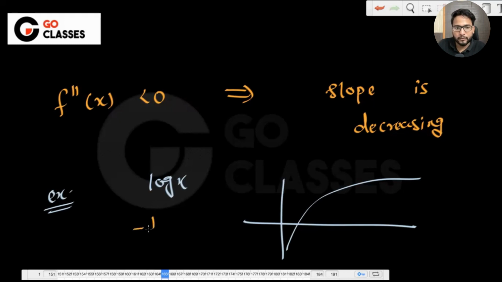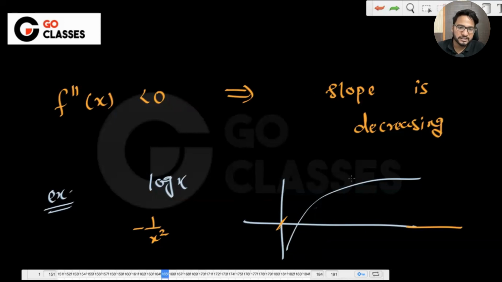So if you differentiate it two times, what will it be? Minus 1 upon x square, right? So minus 1 upon x square is less than 0, right? If x is greater than 0, then this is actually less than 0. So since it is less than 0, what does this mean? Slope is decreasing.